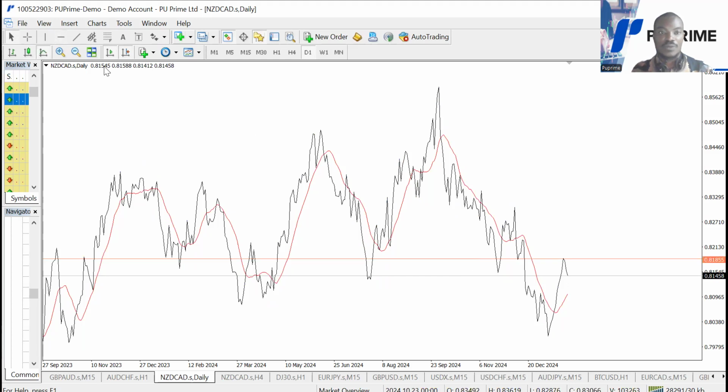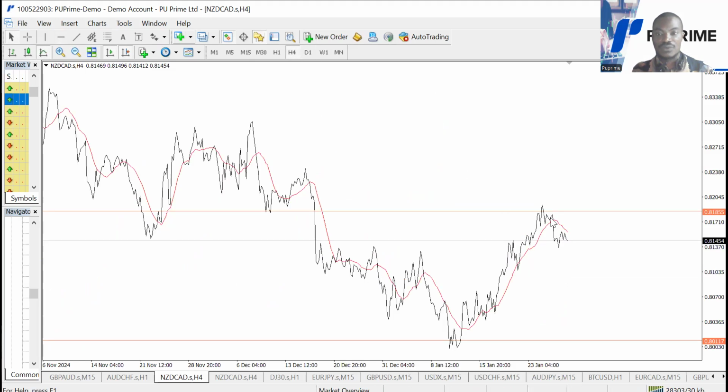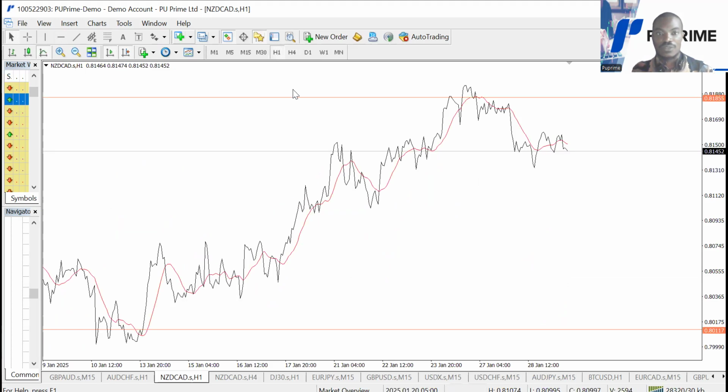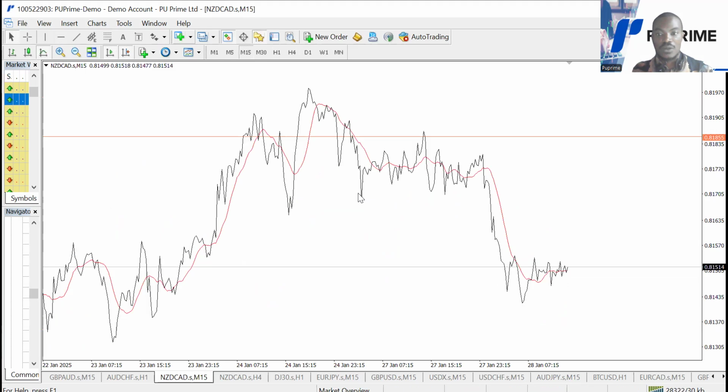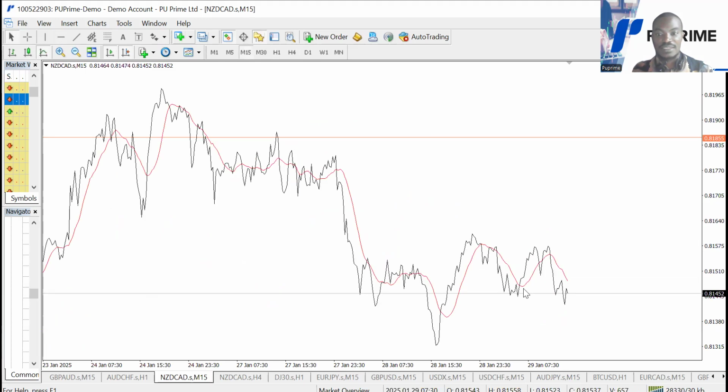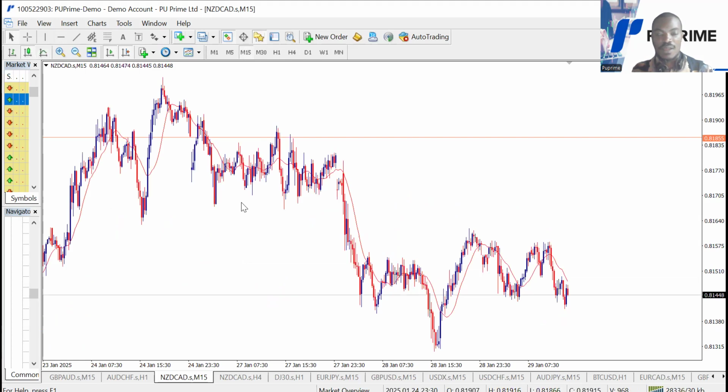So NZD CAD, I'll be bearish on NZD CAD on the daily time frame because of this. The market is at this support become resistance level, and whatever we are doing, I will be selling. We've seen a reversal pattern on the 4 hours time frame, 1 hour time frame. Also, I would love to see a proper sell pattern for NZD CAD. Let me see if we have a rejection. Can we use a sell stop order?